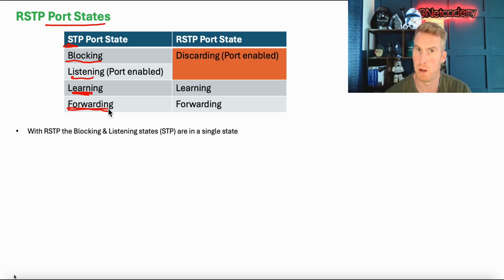So we've got 4 under STP port states, but in the RSTP world, whilst there still is learning and forwarding, the discarding state really combines the blocking and listening into one single state. So in the RSTP world, there are 3 states. In the STP world, there are 4 states. And it's also important to note that in the STP world, when you enable a port, when you configure a port to run STP, it immediately transitions to the listening state.